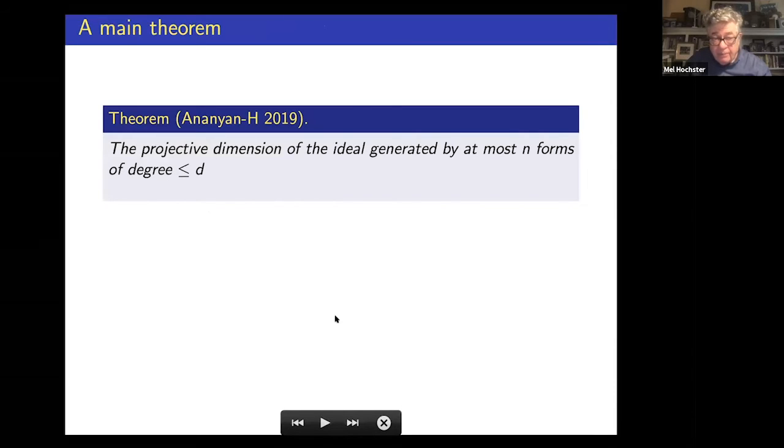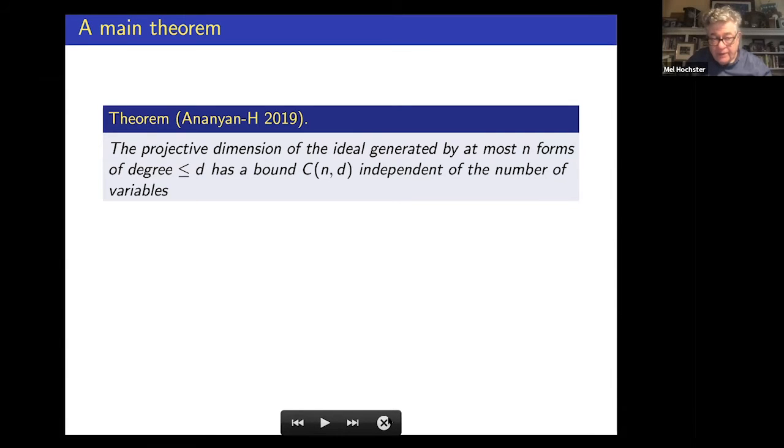So here's the theorem. The projective dimension of the ideal generated by at most n forms of degree at most d, again in some polynomial ring over a field, has a bound, which I'm calling C(n,d). It doesn't matter whether the field is algebraically closed here, because replacing it with the algebraic closure does not change the projective dimensions. But I'm not going to worry about that point. It's independent of the number of variables and of the base field.